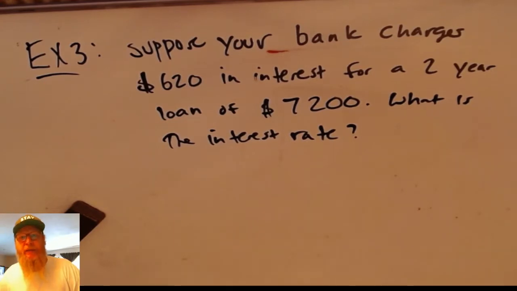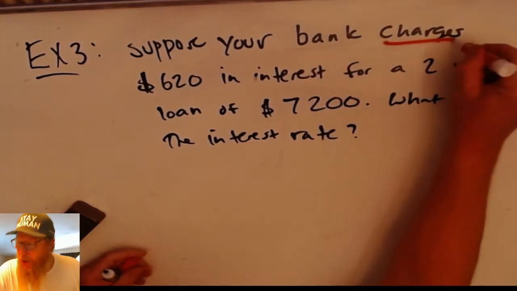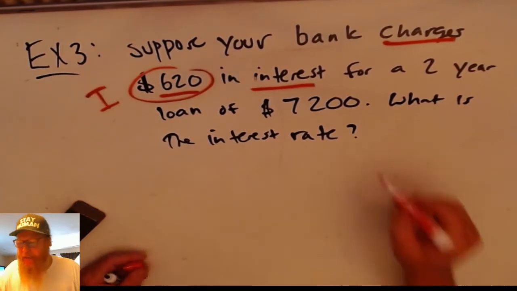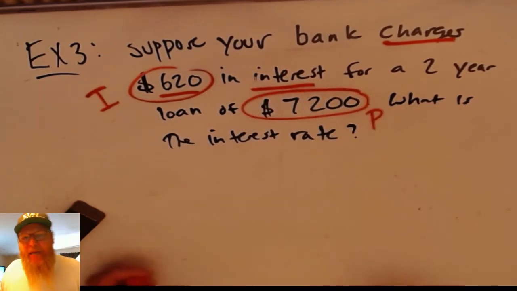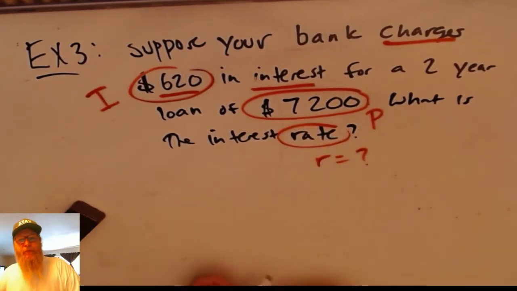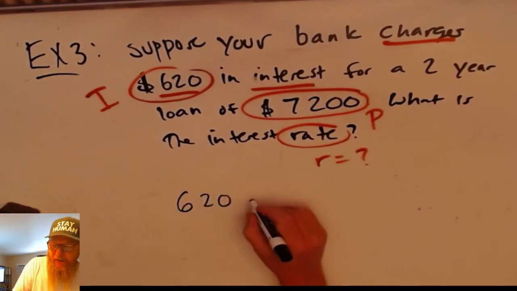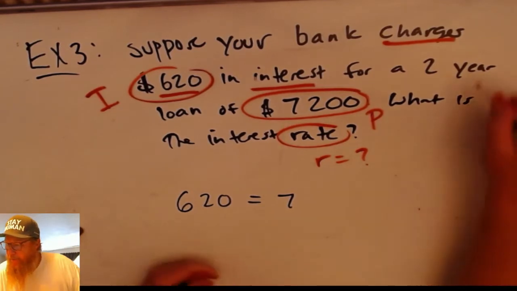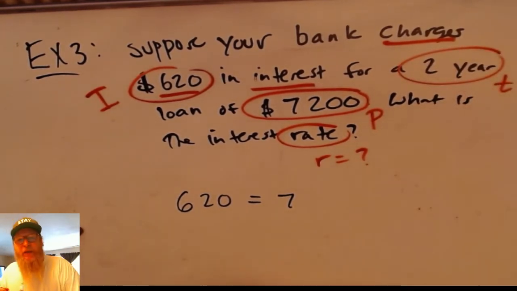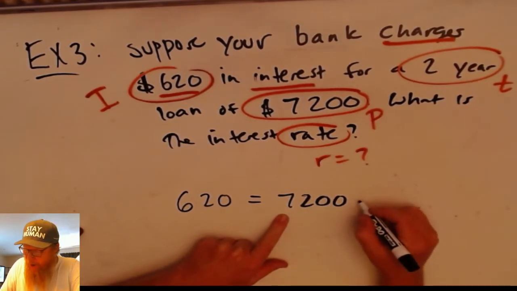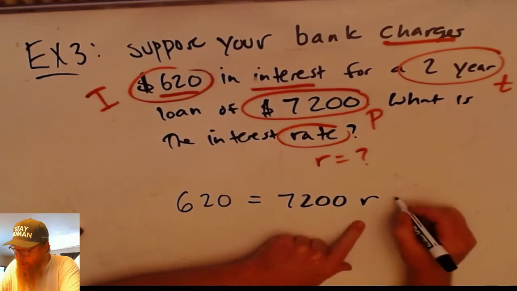What is the interest rate? Okay, so your bank charges $620 in interest, so that's actually your I. The original loan was P, that's your principal, and the R is the unknown value. So you're going to have 620 equals, and time, don't forget time. Time is T, 2 years. So it's $7,200 times R times 2.